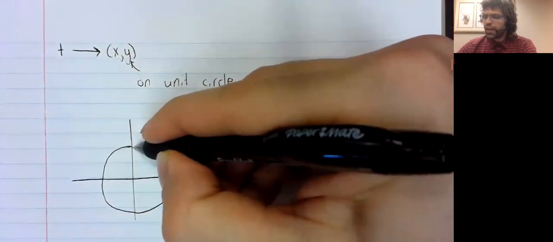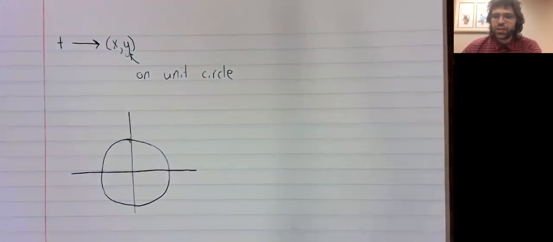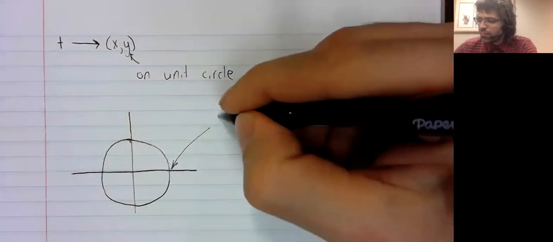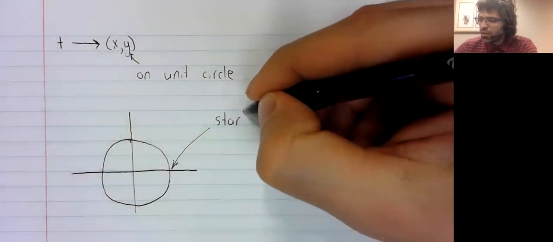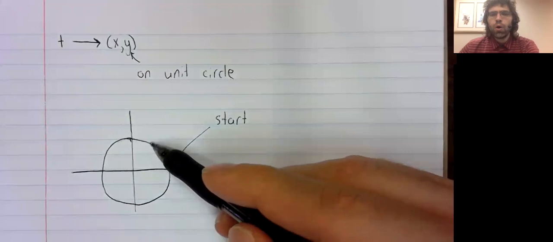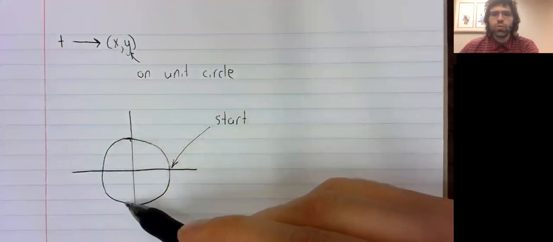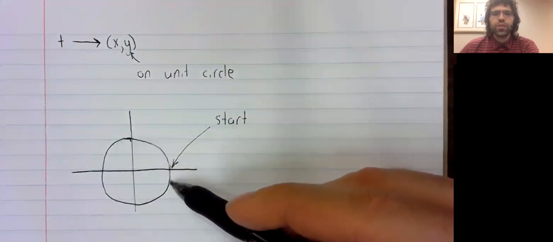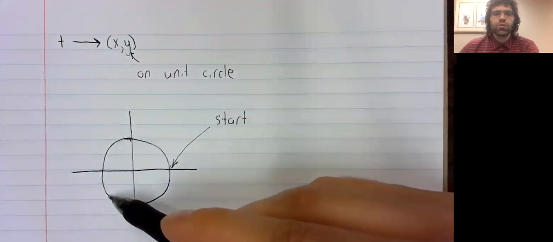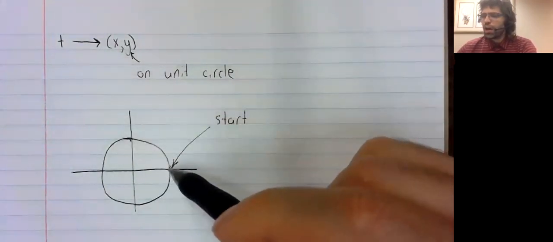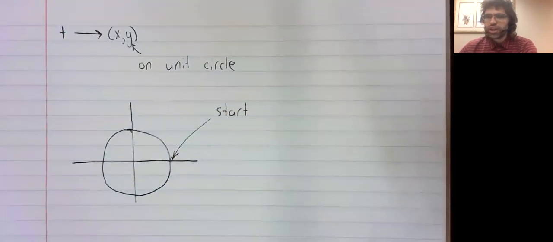Let's try to get a handle on this function, and we'll anthropomorphize it a little. We'll think of starting here and walking around the circle. We can walk around the circle counterclockwise, or we can walk around the circle clockwise. How far do we walk around the circle and in which direction?